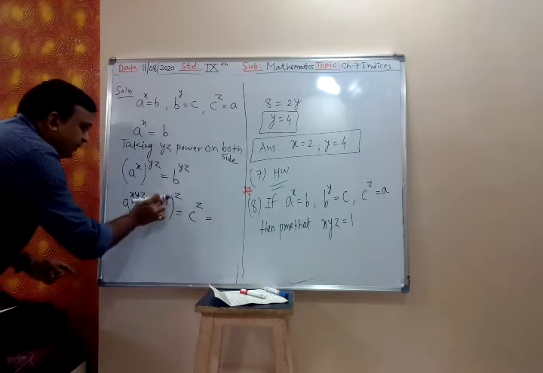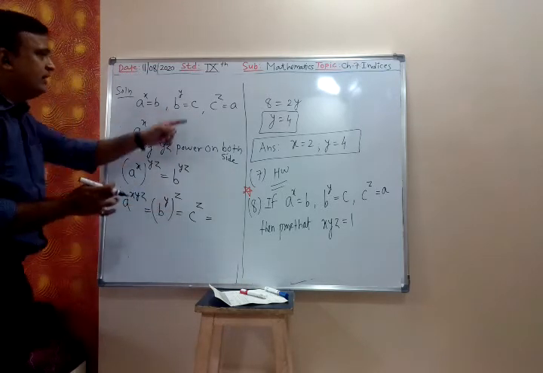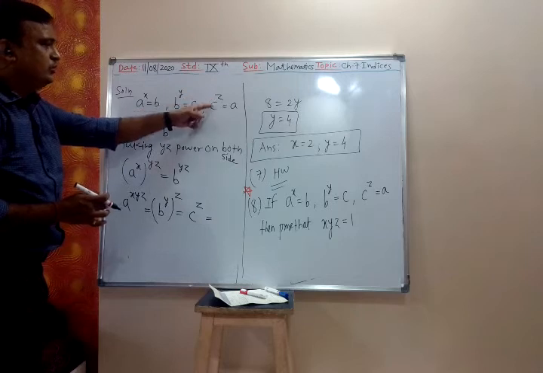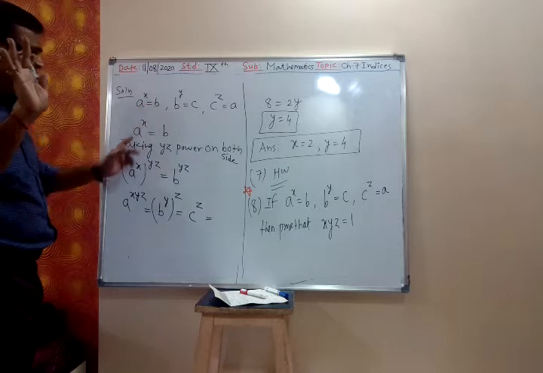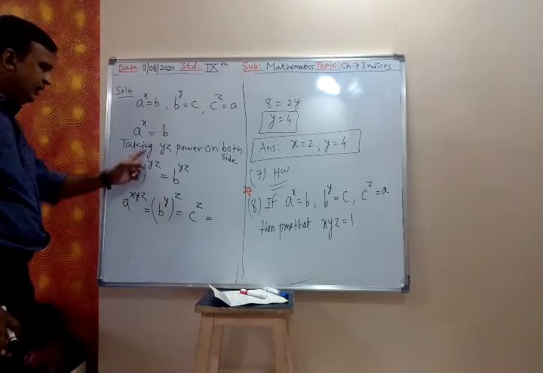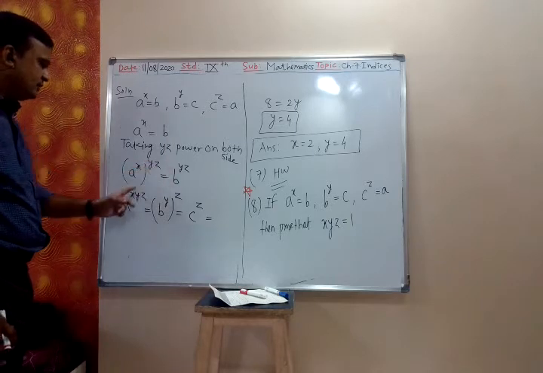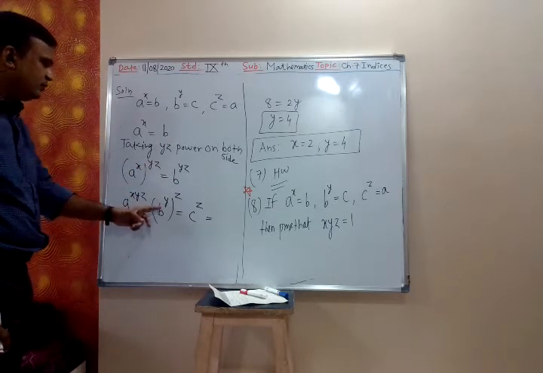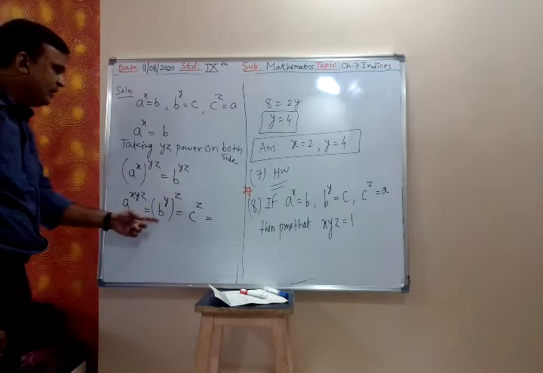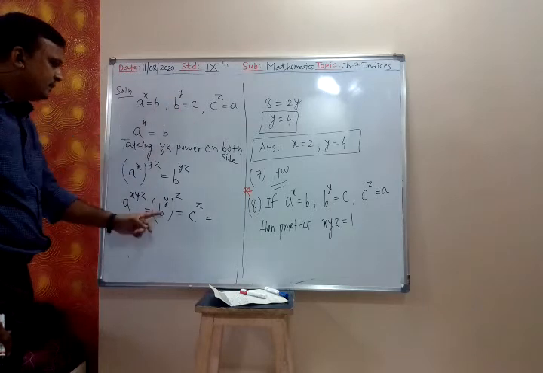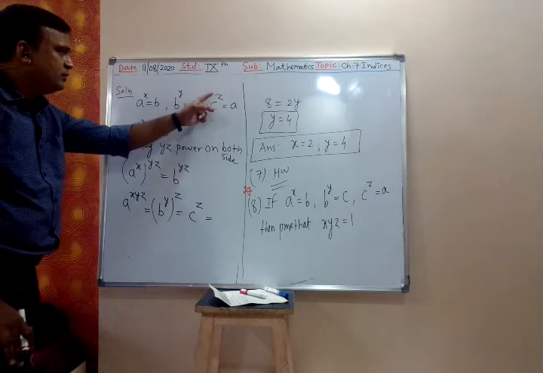This b raised to y becomes c, so this becomes c raised to z. But what is c raised to z? Wait. See here. Taking yz power, a raised to x raised to yz is b raised to yz. I can write that as b raised to y, raised to z, because we know the value of b raised to y. B raised to y is c, so that becomes c raised to z. But c raised to z is a.